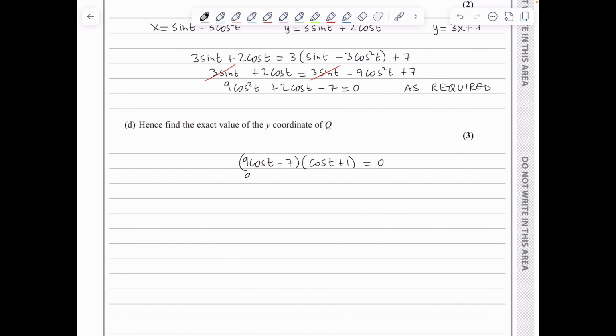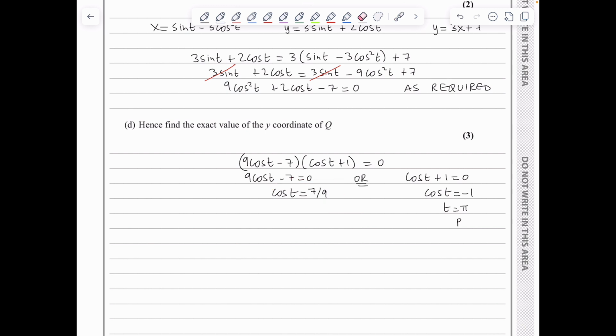So we're looking at 9 cos t minus 7 is equal to 0, or alternatively cos of t plus 1 is equal to 0. So we've got cos of t is equal to 7 over 9, or cos of t is equal to negative 1. Well, if cos t is negative 1, this obviously means that t is equal to pi, which corresponds to the point P. That's not the point we're interested in. We're interested in the point where cos t is equal to 7 over 9.